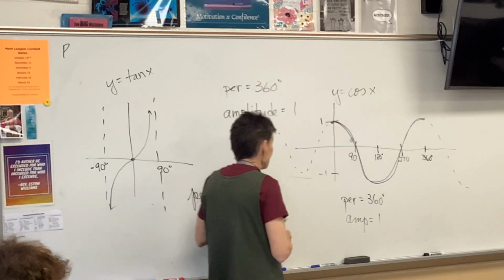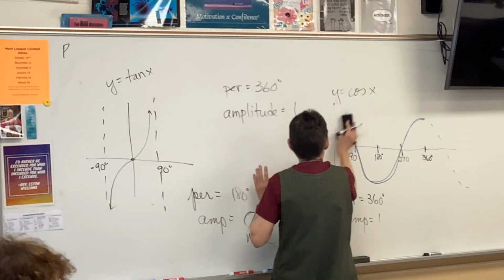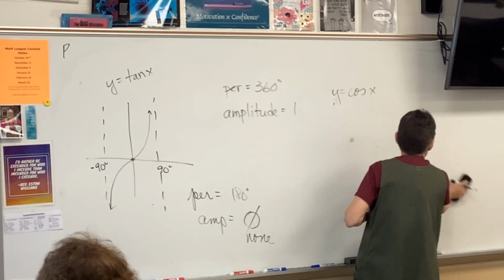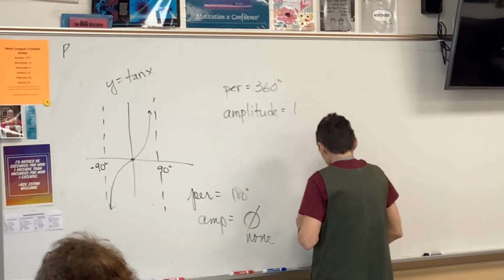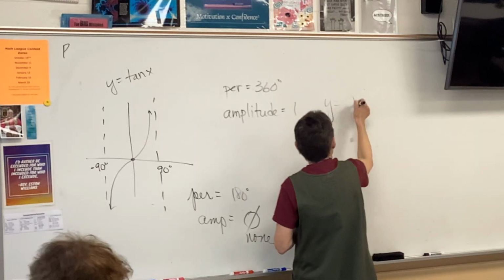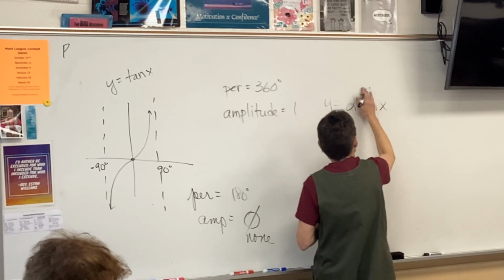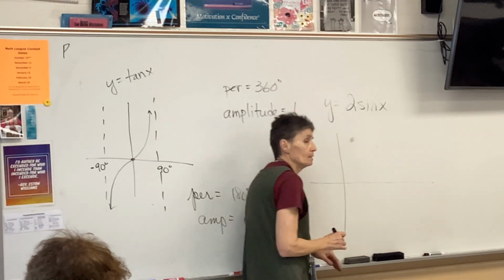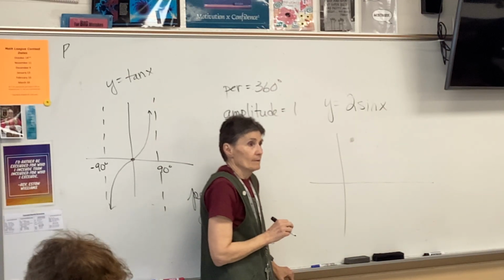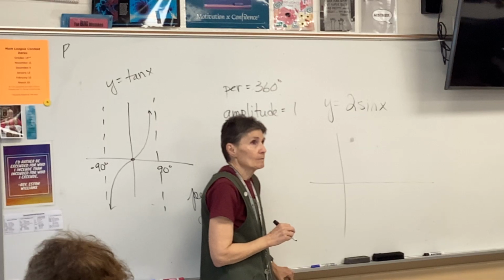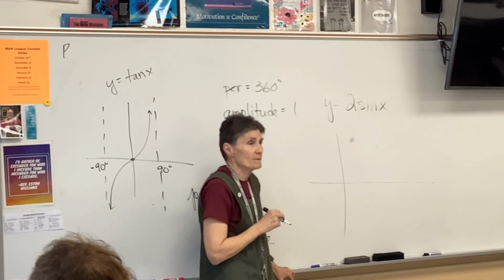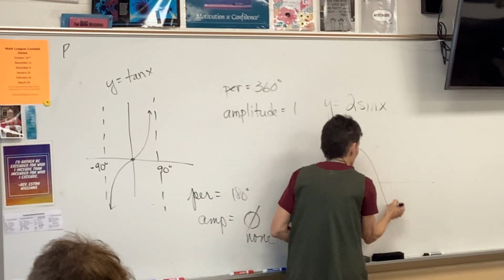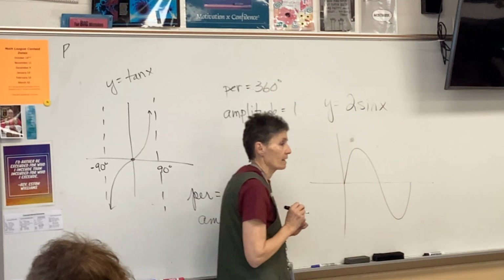Okay. Look at letter D. Now you have the basic curves drawn, so now we're going to start changing them up a little bit. We're going to sketch y equals 2 sine x. Okay, now, first thing I think when I see this problem is, what does a sine look like? A sine looks like this. That's what a sine looks like.